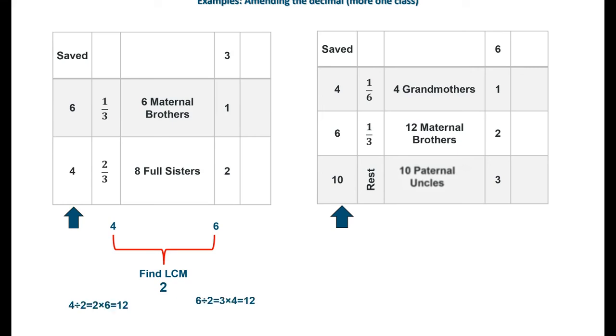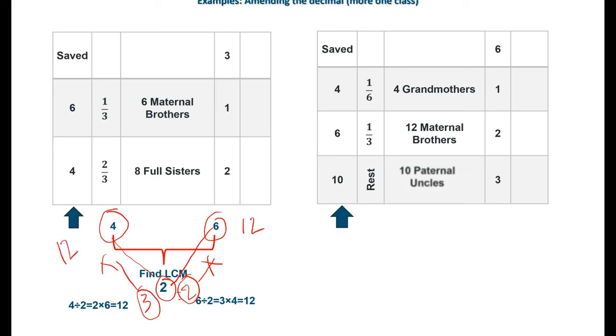So we have 4 divided by 2, which is equal to 2. And this result here, you times the other one. 6 times 2, which is equal to 12. Or you can say 6 divided by 2, which equals 3, and 3 times 4, which is also equal to 12. We take this result and place it on top of the total share.